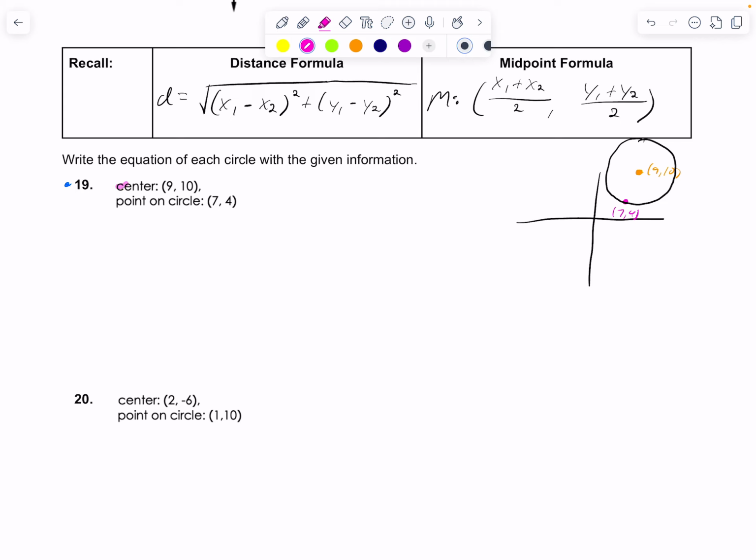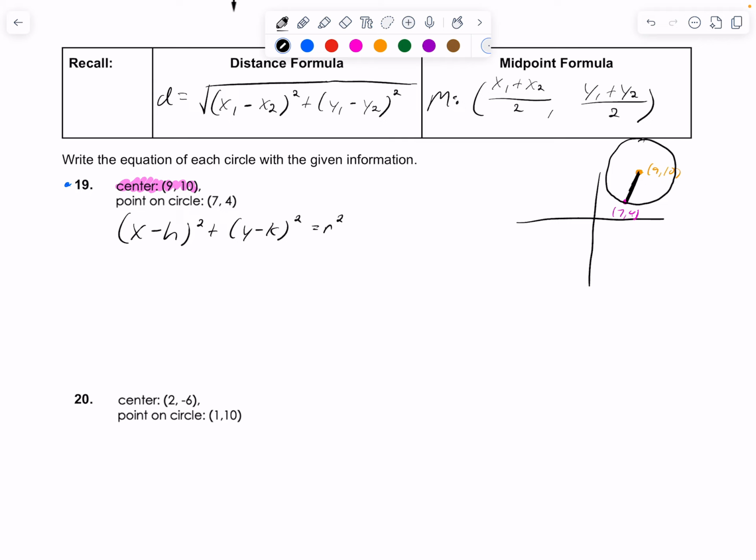right? They gave me the center, which is great. But I also need the radius. So if I connect these points, that distance between those points is going to be the radius. So you could use the distance formula to find that radius. I'm going to show you a different way by writing down the equation for that circle first.